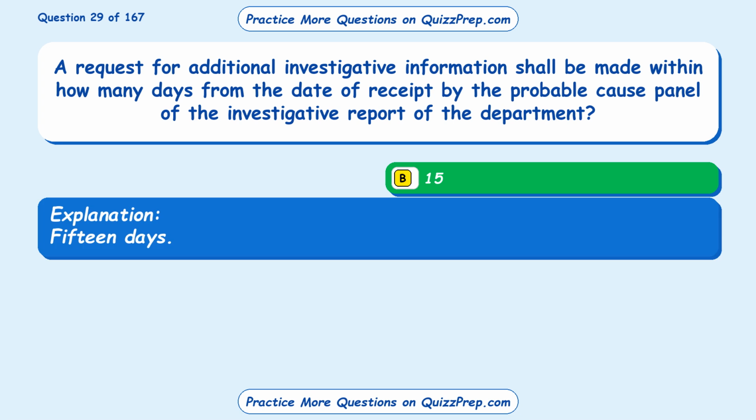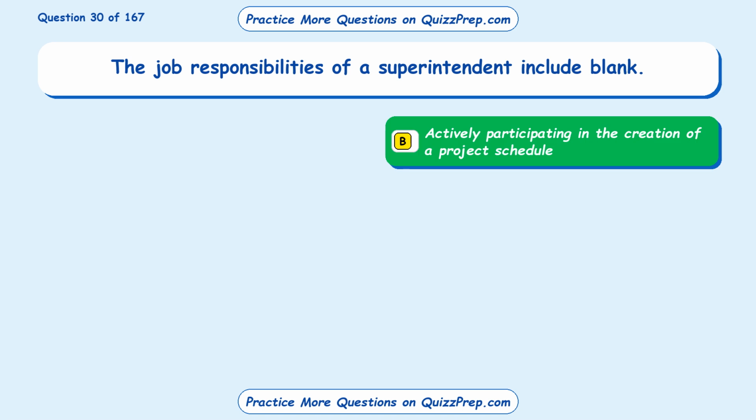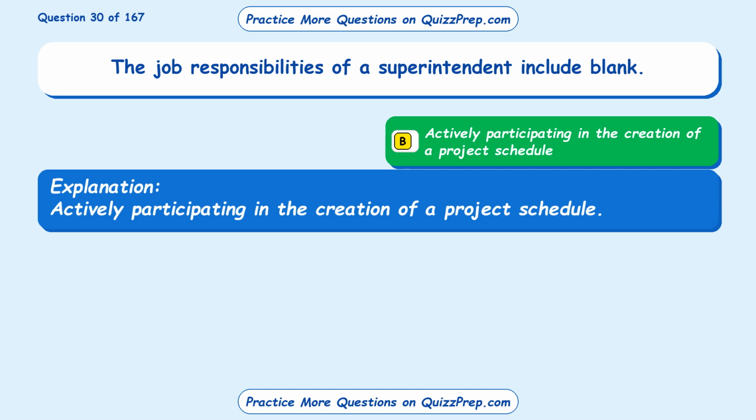Question 30. The job responsibilities of a superintendent include blank. Option A, preparing the monthly corporate tax returns. Option B, actively participating in the creation of a project schedule. Option C, negotiating the original prime contract with the owner. Option D, approving the final design drawings for the architect. The correct answer is option B, actively participating in the creation of a project schedule.